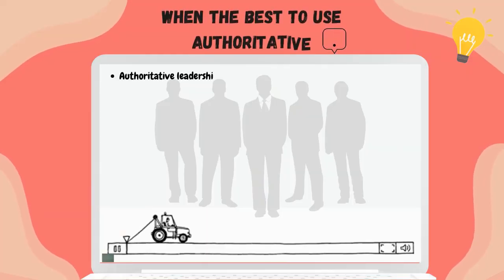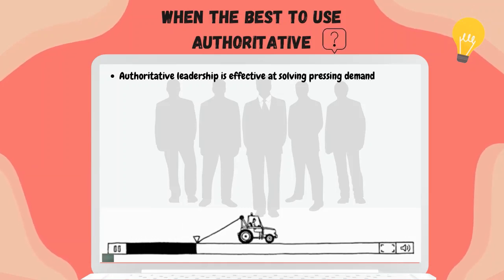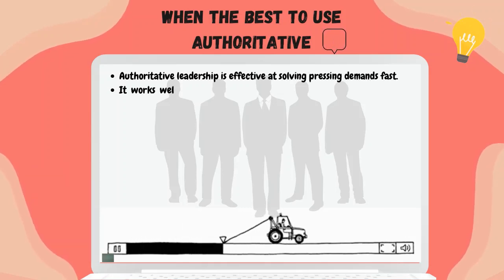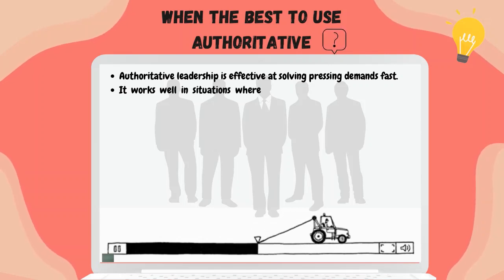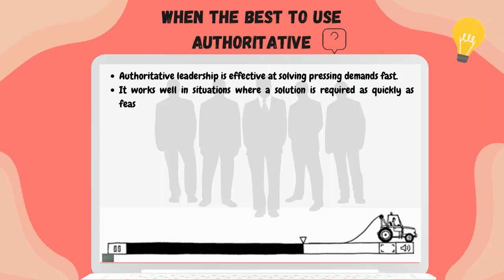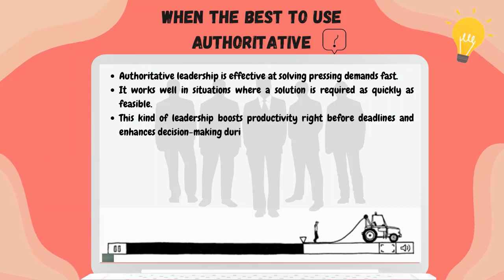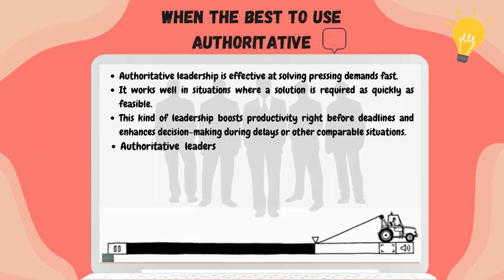When it's best to use authoritative leadership. Firstly, authoritative leadership is effective at solving pressing demands fast. Next, it works well in situations where a solution is required as quickly as feasible. This kind of leadership boosts productivity right before deadlines and enhances decision-making during delays or other comparable situations.